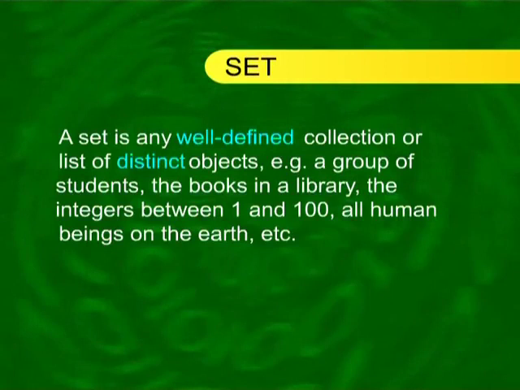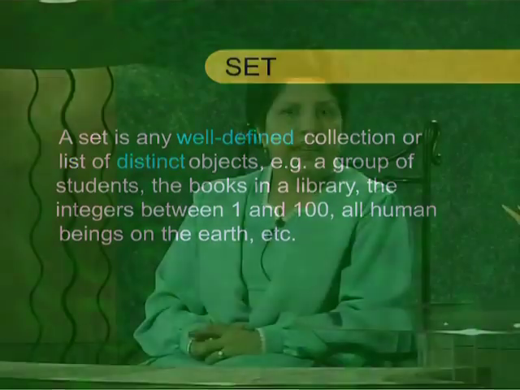Let us start from the definition of a set. As you all know, a set is a well-defined collection or list of distinct objects. For example, a group of students, the books in a library, the integers between 1 and 100, all human beings on earth, etc., etc. इस definition में I use two words, well-defined collection of objects and distinct objects.